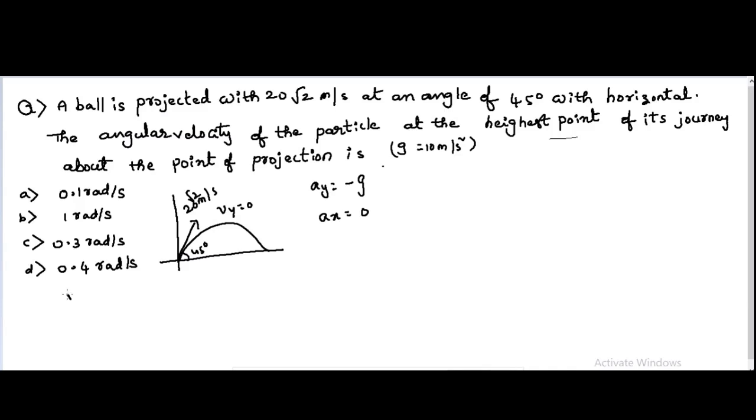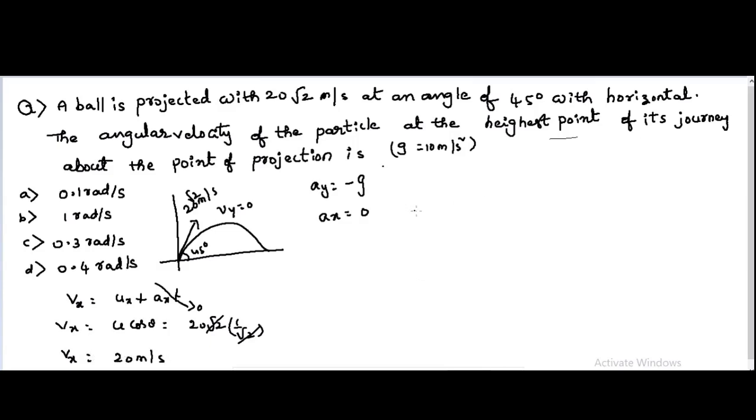From the first kinematic equation, Vx equals Ux plus ax t. Here, ignore horizontal acceleration, then Vx equals Ux. What is Ux? U cos theta. That is 20 root 2 times cos 45, which is 1 by root 2. Root 2 gets cancelled. Vx equals 20 meter per second.